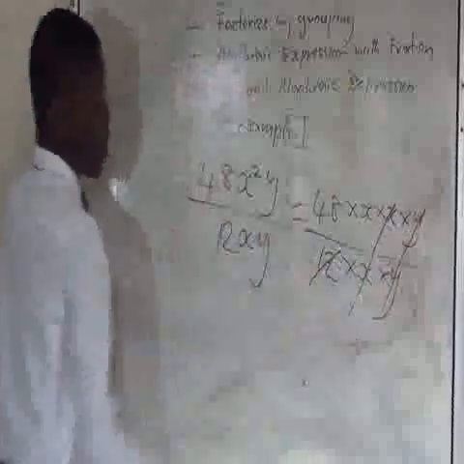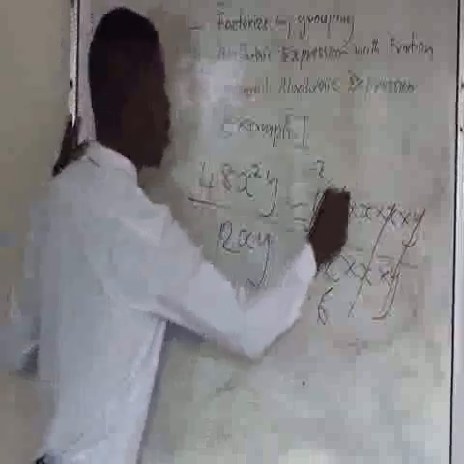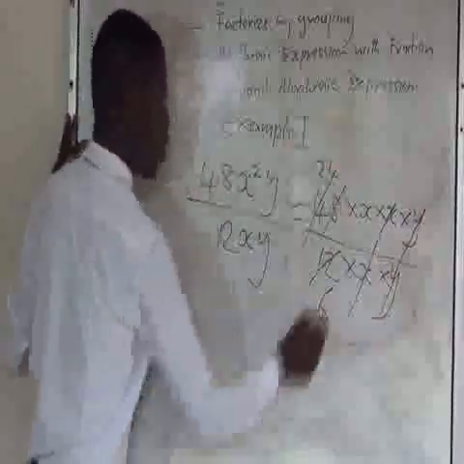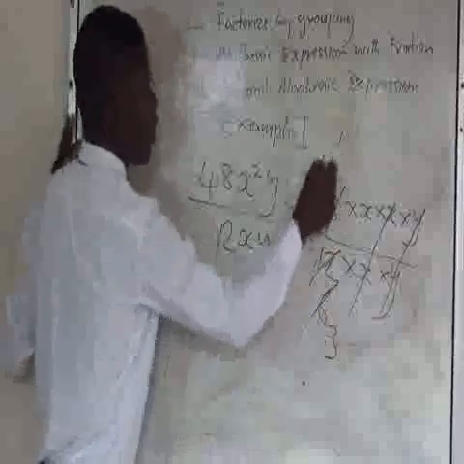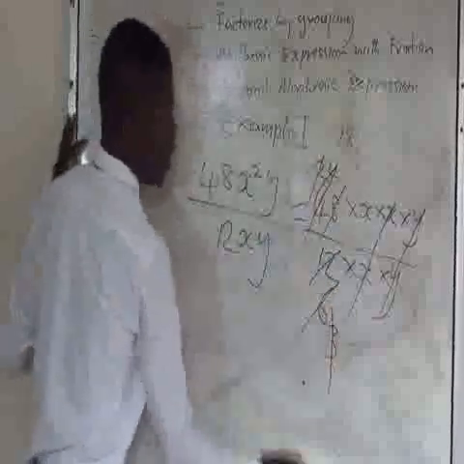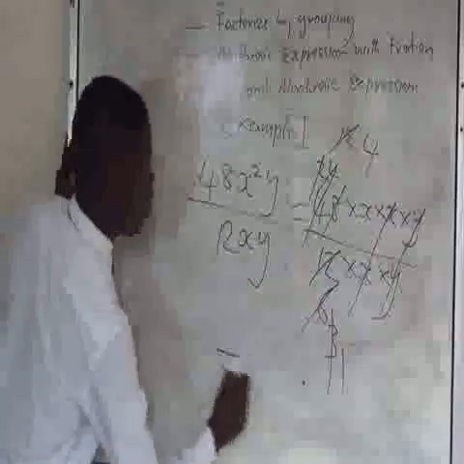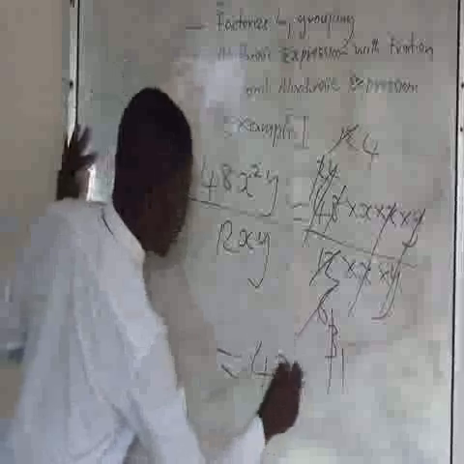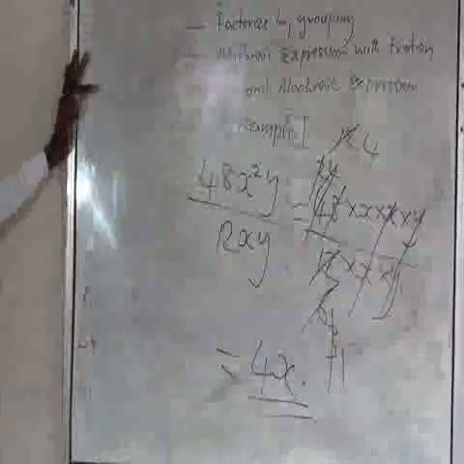2 can go here, give us 6. 2 can go here, give us 2. 2 can go here, give us 4. 2 can go here, give us 3. 2 can go here, give us 1. 2 goes here, give us 2. 3 can divide itself to give us 1. 3 divides here to give us 4. So the answer will be 4x. That is the answer. Let's go to example 2.